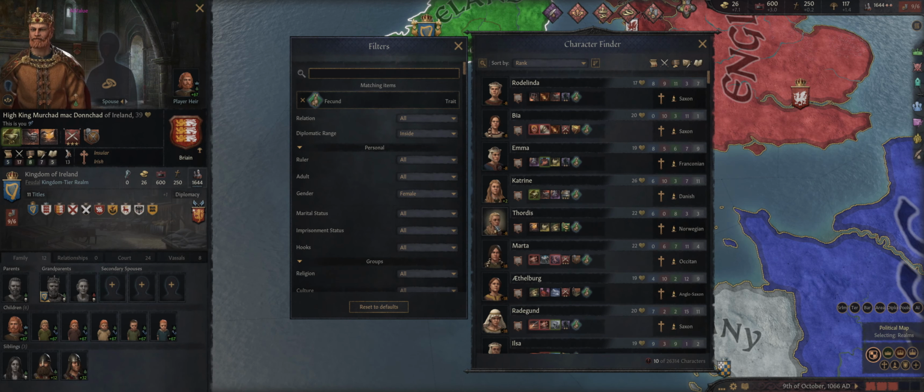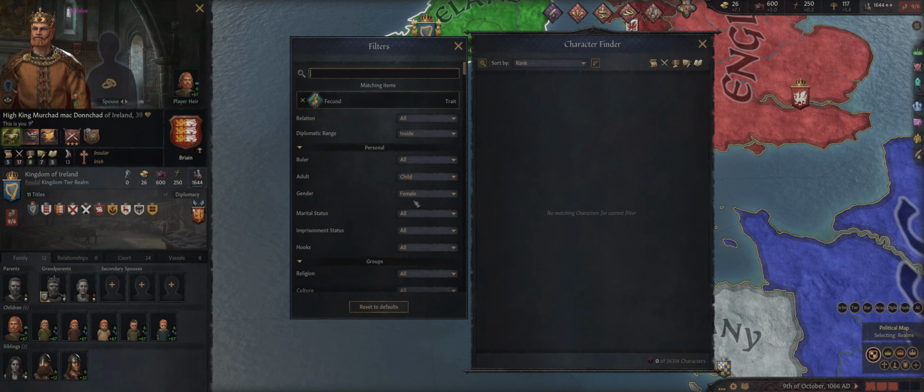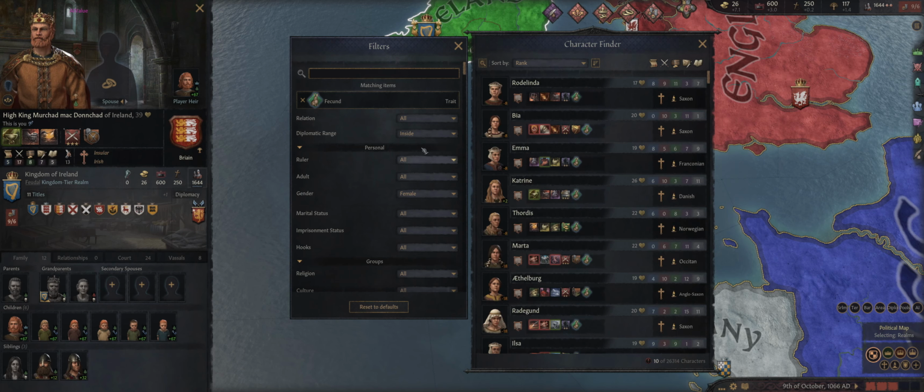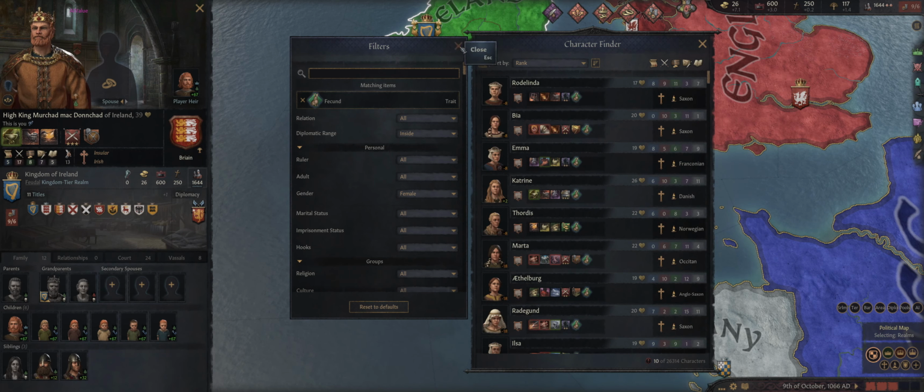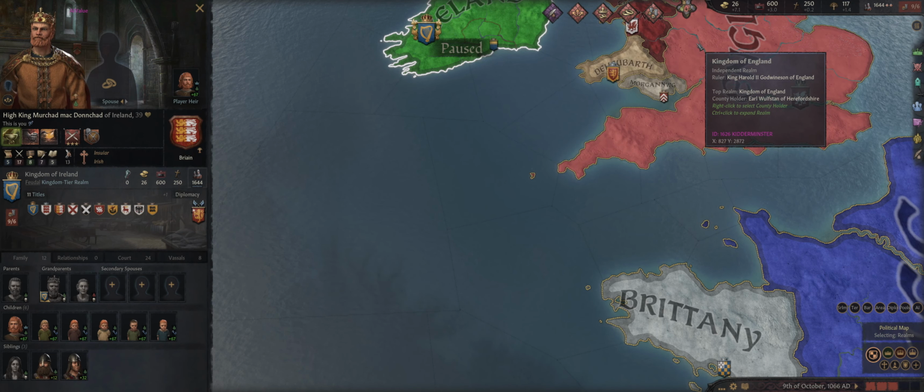You can style it by gender. You only want to see females if you're a male, and vice versa. You probably want to see people who are breedable, but you might be happy to take children and betroth them. And you can just play around with all of these different settings to go and find the characters that you need. So just to be aware that that is there, and that's your first option, really.